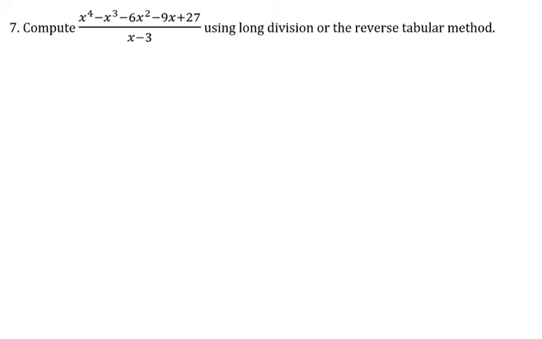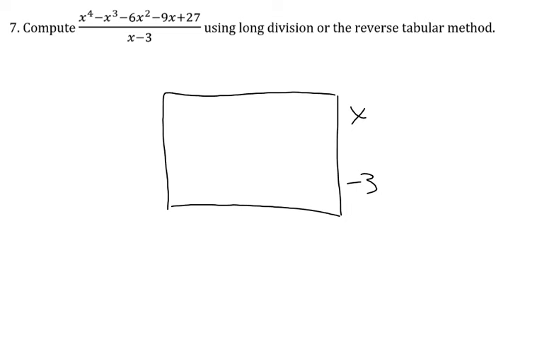7. Compute this quotient using long division or the reverse tabular method. You get to choose. I'm going to do the reverse tabular method. I'm dividing by x minus 3. I need to end up with an x to the fourth polynomial. I have an x times what gives me x to the fourth?